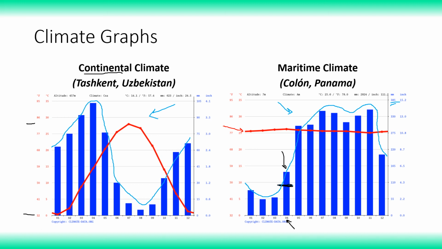So using these graphs, you get this information of how much the temperature changes, how much precipitation there is, and how that precipitation changes from one month to the next over the course of the year. And so that can give you a pretty good idea of what the climate in that region is like.